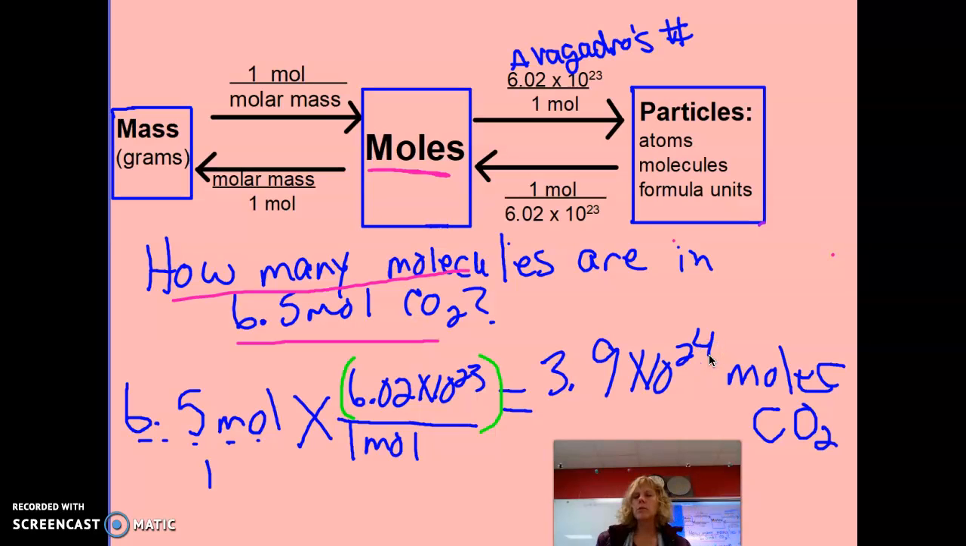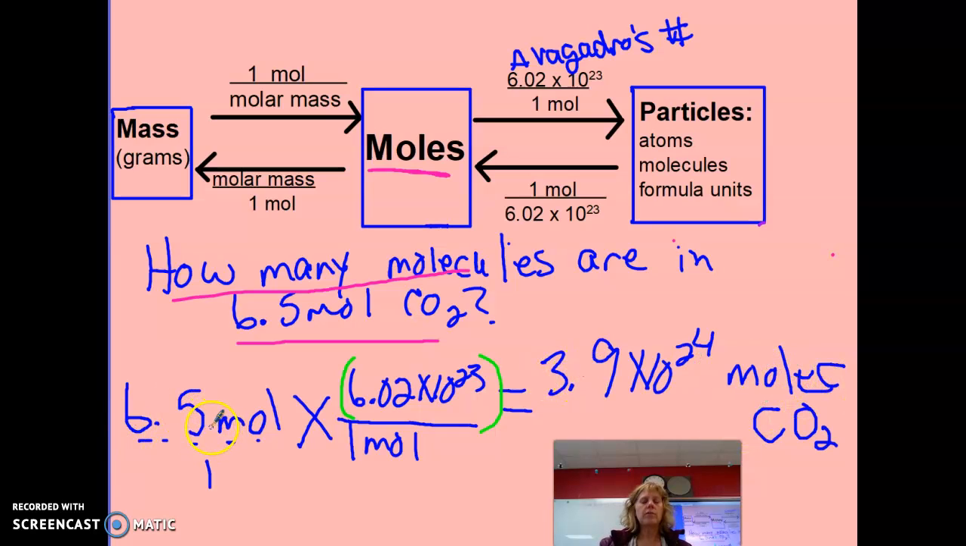.9 times 10 to the 24th molecules of CO2. Does that seem reasonable? Well, 1 mole would be 10 to the 23rd power. So 6 moles, we would extend that. It makes sense that you would extend that one more exponent value. And so, yeah, that seems reasonable. That's a lot of molecules, right?